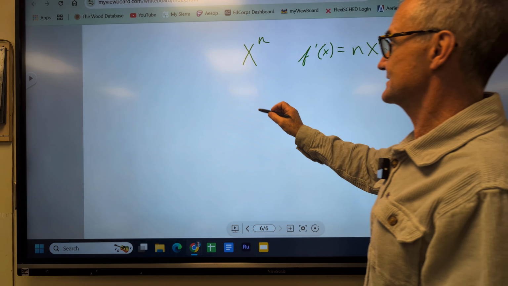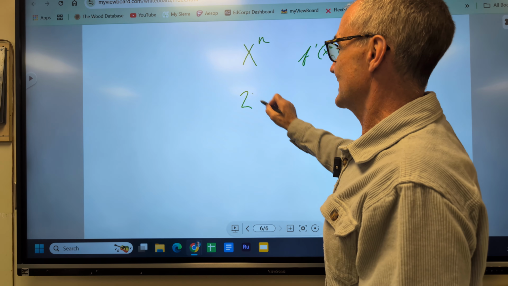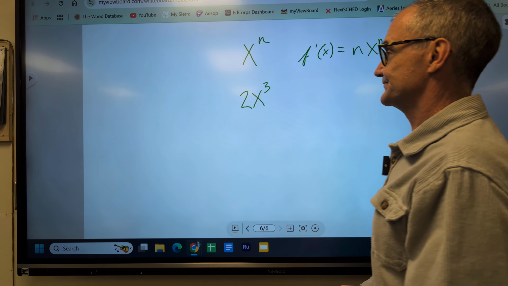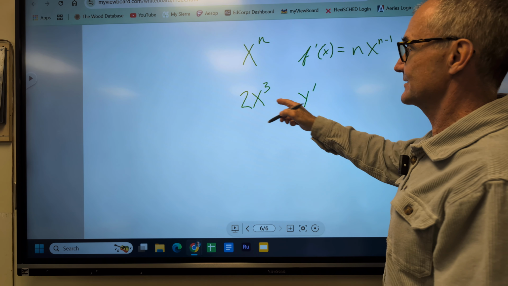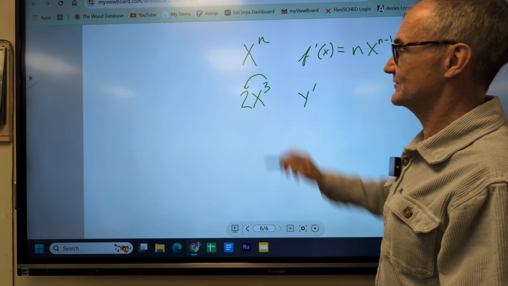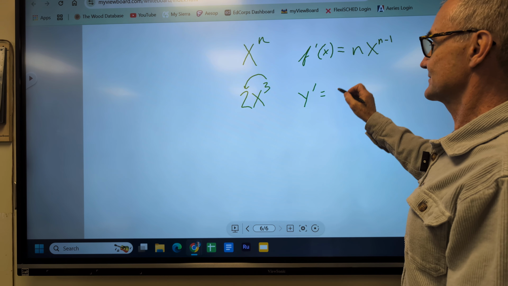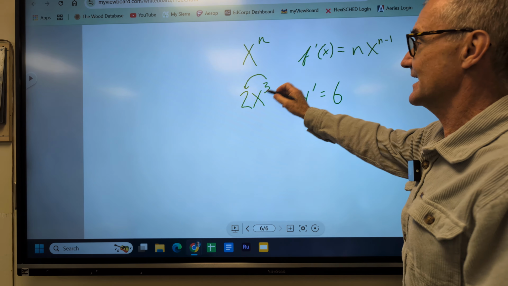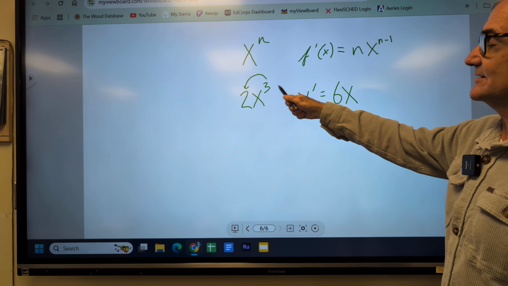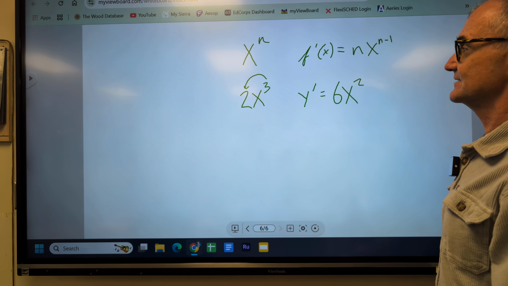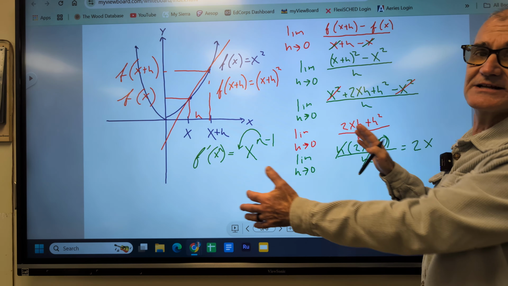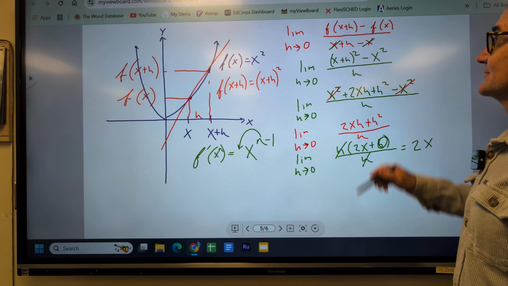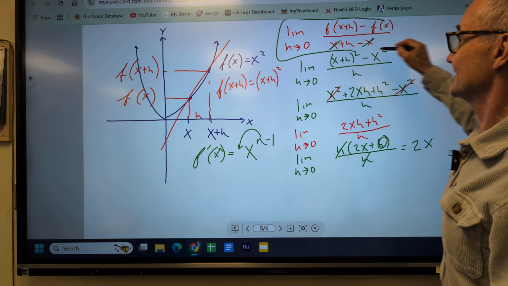So if your function is 2x to the third, the derivative of this, y prime, bring this down in front, 3 times 2 is equal to 6, x to the 3 minus 1, 2. That's how easy it is. But the most important thing is that you understand where it comes from with the definition of the derivative.